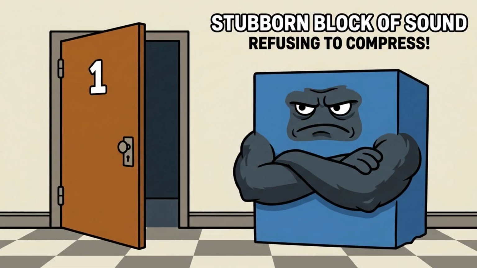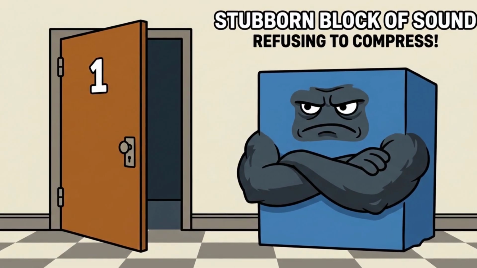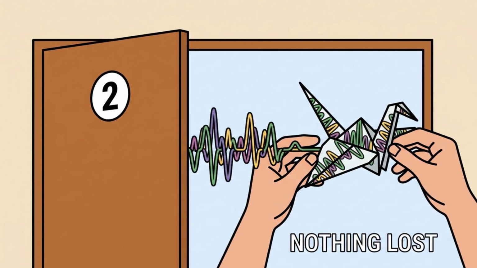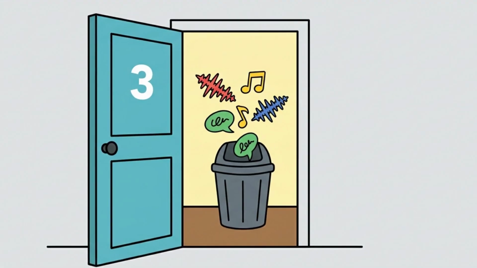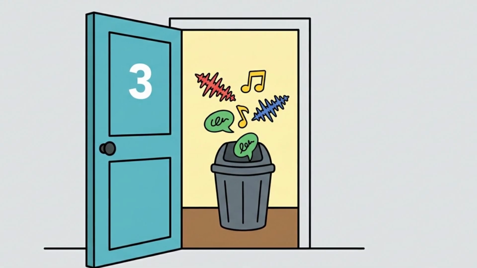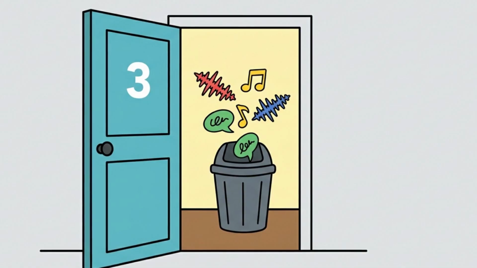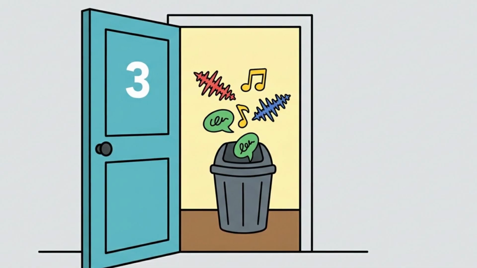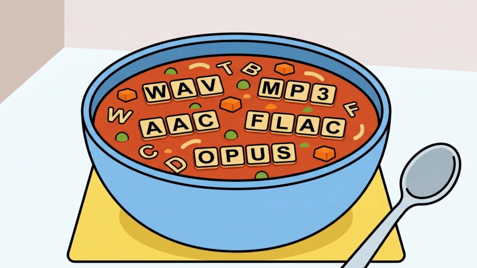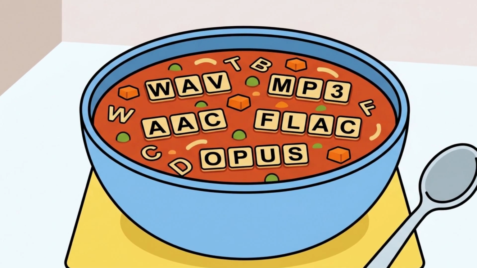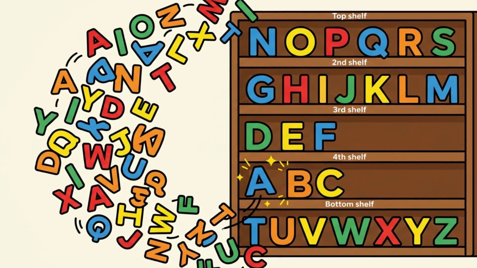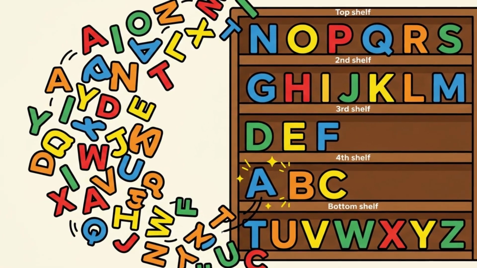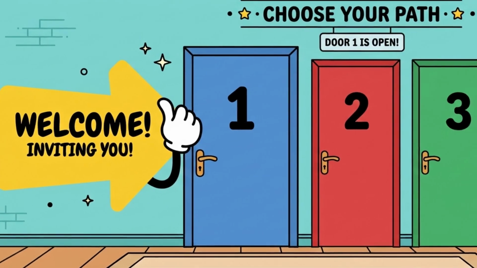Some formats refuse to shrink it at all. Some shrink it by folding everything up neatly and losing nothing. And some shrink it by throwing pieces in the trash and praying you won't miss them. That's it. Once you know which camp a format is in, the whole confusing alphabet soup, WAV, MP3, AAC, FLAC, Opus, suddenly makes total sense. So let's start with the camp that flat out refuses to play the game.